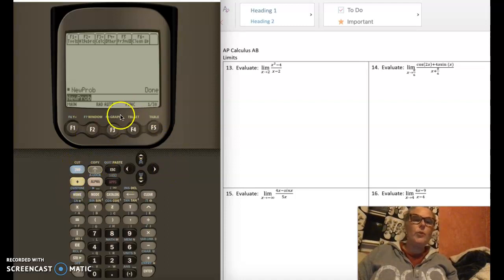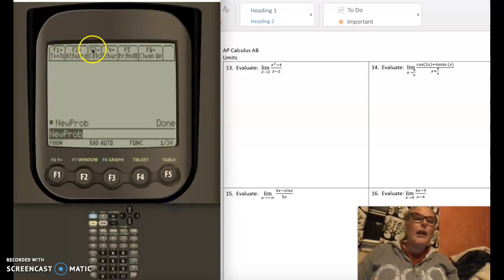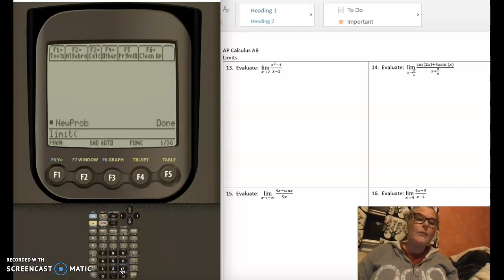So we're going to go to the home screen, and instead of using an algebra function, we're using a calculus function. So look here, I'm going to make it a little bit bigger. So look, F3 is calculus. So that's what we're going to use, calculus. And I'm going to do the third one. That's choice number 3. I could either use the arrow down key or I could hit the number 3. I'm going to just hit the number 3.